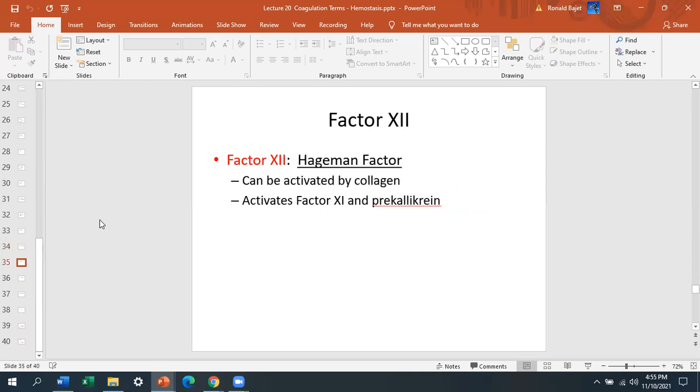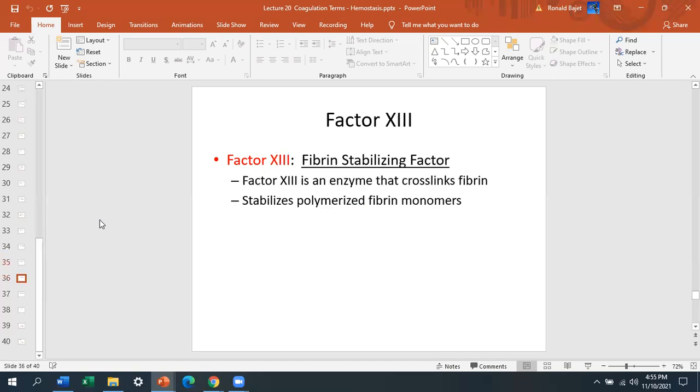Factor 12 is Hageman factor. It is activated by collagen, and it activates factor 11 and prekallikrein. So this is early on in the intrinsic system.